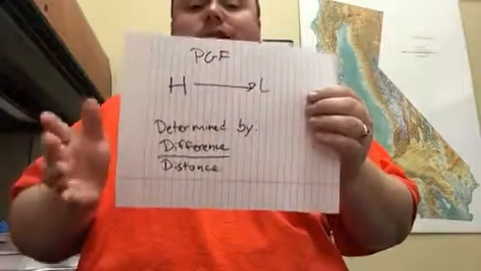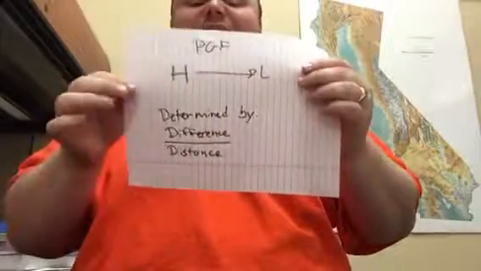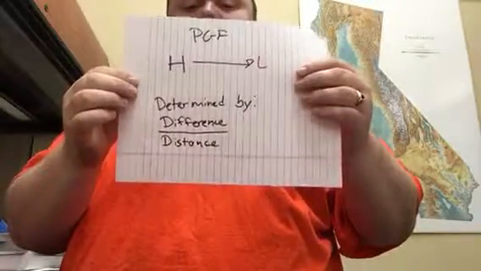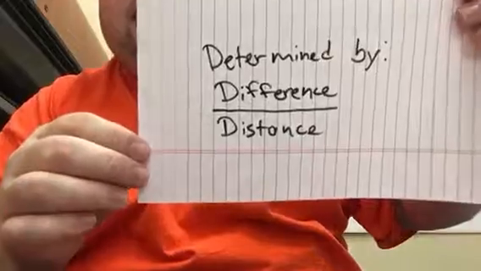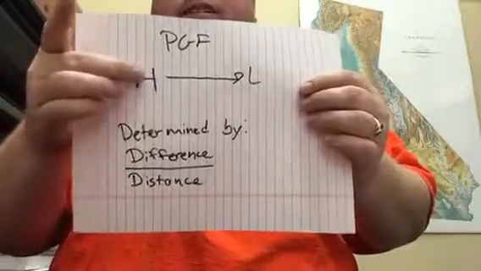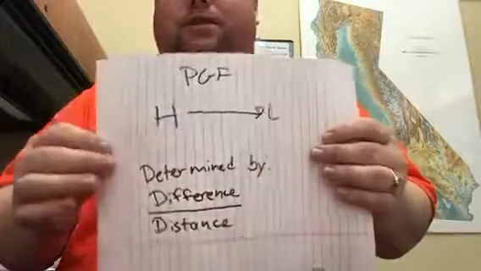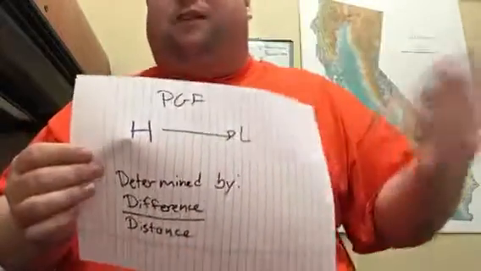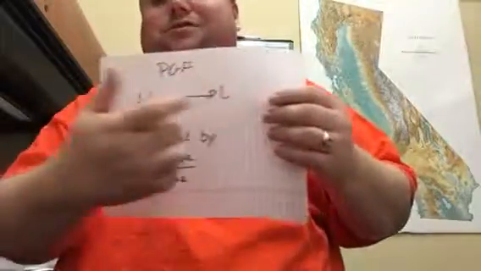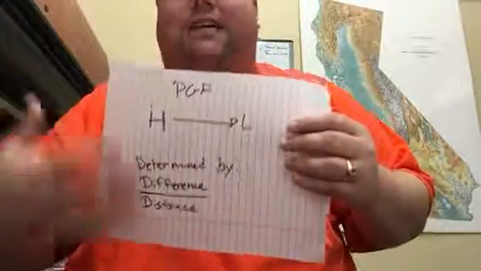And the pressure gradient force takes wind and it moves it from high pressure to low pressure. And the intensity, the strength of the pressure gradient force is determined by two things. It's determined by the difference between the high pressure and the low pressure. So if this is a really intense high pressure system, let's say 1,040 millibars, and this is a really intense low pressure system, let's say 950 millibars, so there's a 90 millibar difference between the two. That is a high pressure difference. That is going to result in a fast moving wind.